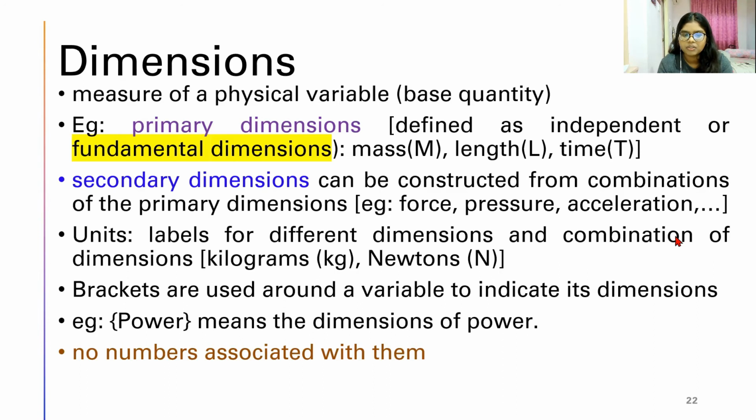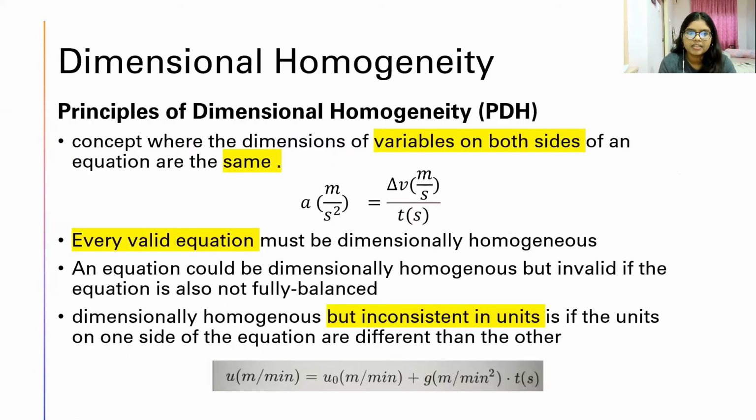Brackets are often used around a variable to indicate its dimension. Bracket of power means dimensions of power, and no number is associated with them. Moving on to the next, dimensional homogeneity. Principle of dimensional homogeneity, PDH. The concept where the dimensions of variables on both sides of an equation are the same.